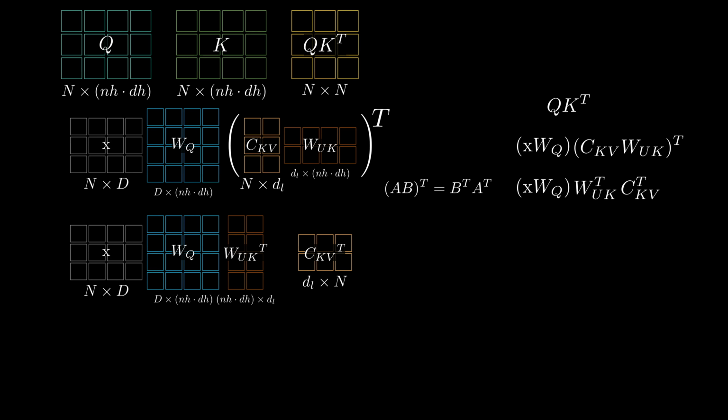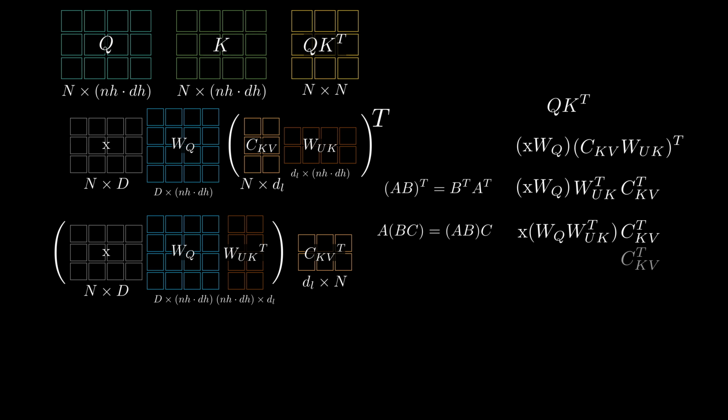And here comes the simple but really important part. We are going to be computing the product of WQ and WUK transpose first. WQ is D cross number of heads times DH, and WUK transpose is number of heads times DH cross D latent. The term on the right is just CKV transpose, our shared latent representation.